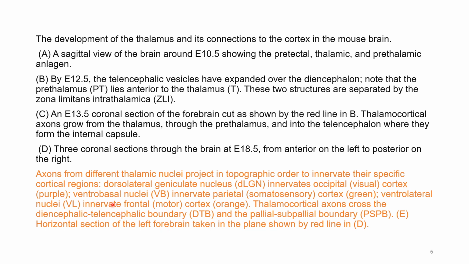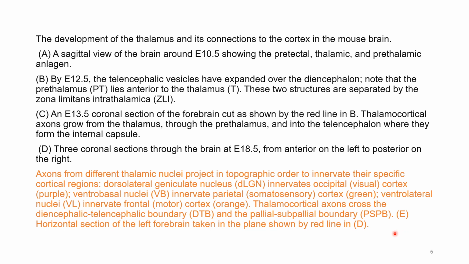Then the ventrobasal nuclei innervate the parietal, that is somatosensory cortex, which is shown in the green line. Then the ventrolateral nuclei innervate the frontal, that is motor cortex, which is shown in the orange line. The thalamocortical axons cross the diencephalic-telencephalic boundary and the pallial-subpallial boundary.